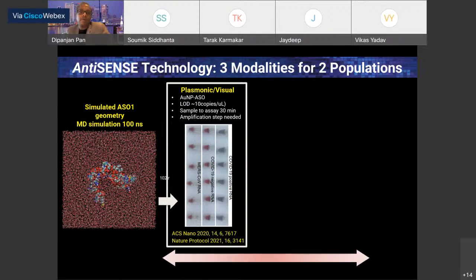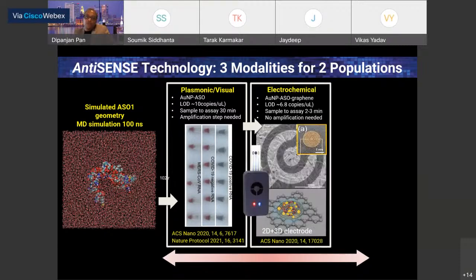And then we followed up with another paper in Nature Protocol earlier this year. But we were not happy because our limit of detection was only 10 copies per microliter. And we wanted to see if we really can go even below. We wanted to get to a single virus detection level.